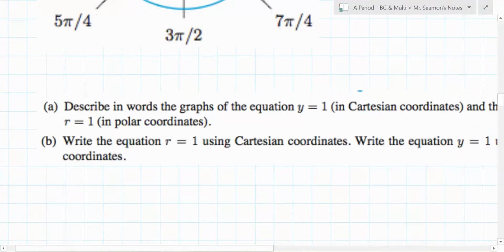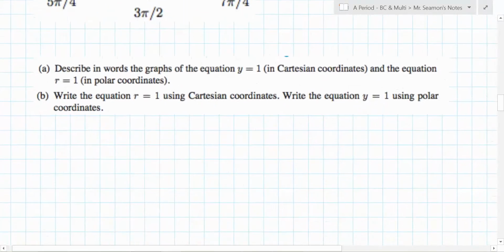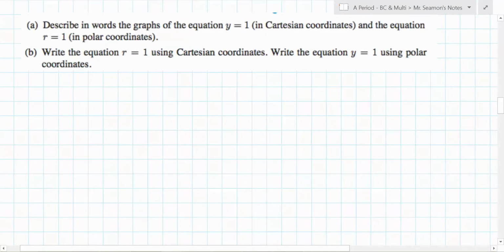Absolutely. So we already talked about A right now. What does r equals 1 look like in polar coordinates? It's a circle. Yay! How do you prove that though?